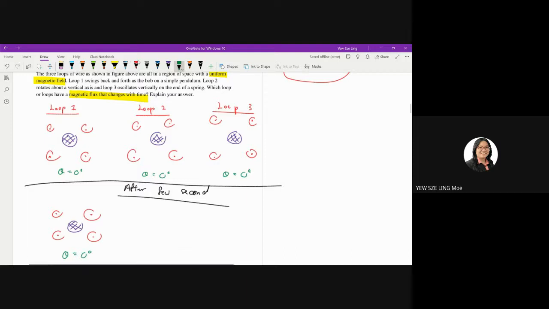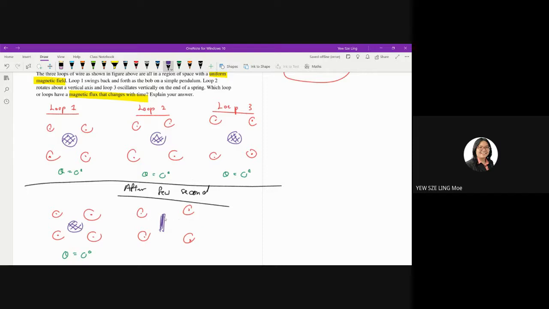If loop number 2, according to the question, is rotating, so this is my field. If it rotates, after a few seconds maybe now it looks like this. This is the side view, the side of the coil, because it's rotating.